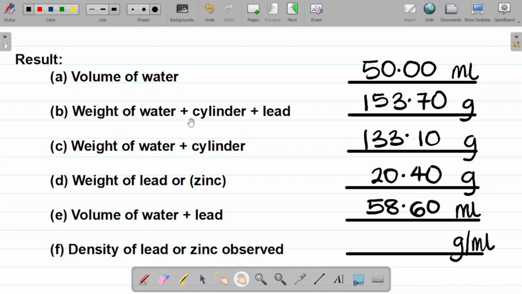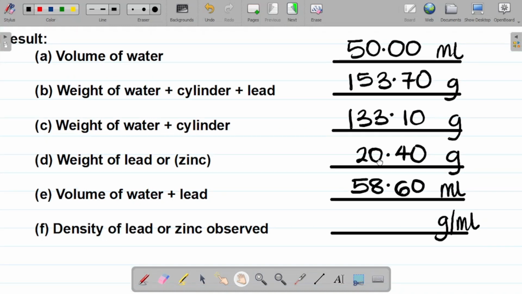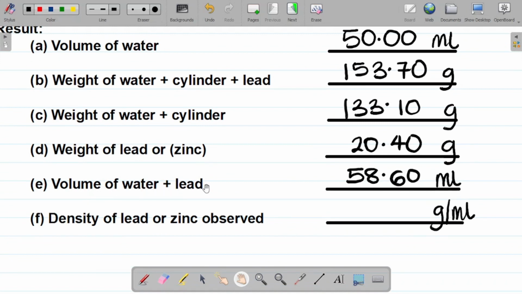The weight of water plus cylinder plus lead gives about 153.70 gram. The weight of water plus cylinder is equal to 133.10 gram. And the weight of lead or zinc, depending on which of them you used, is about 20.40 gram. Then the volume of water plus lead is about 58.60 milliliter.